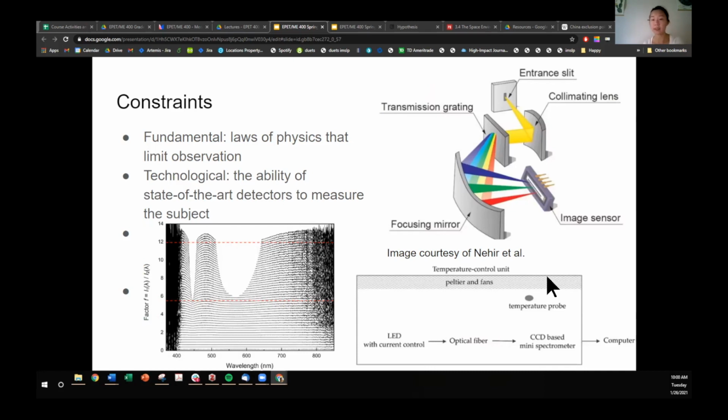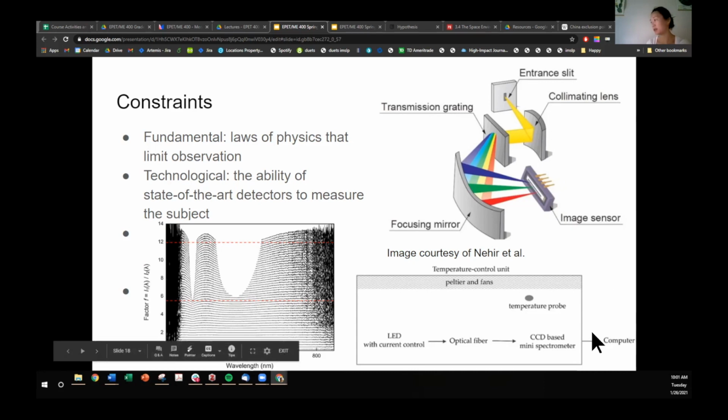Other sources of error or noise can be in the manufacturing of the LED, for example, or the current control board, or the optical fiber. Or it could be in the temperature probe's ability to feed back a sensible temperature. Other sources of technological error could be the manufacturing of this entrance slit, the mounting of these different optical components, or even the data resolution of the computer that is collecting and storing this information.